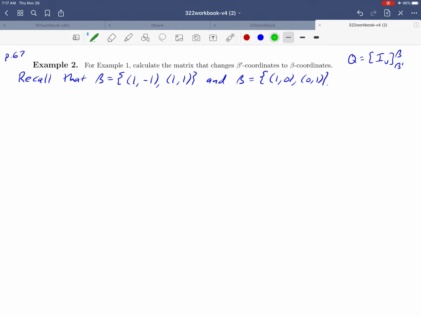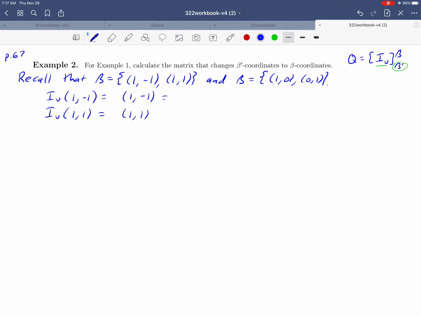We're going to start with the basis beta prime, substitute those vectors one by one into our transformation, which is the identity transformation. So we'd start with I_V of the first beta prime vector, which looks like (1, -1), and then we do the same with the second one. Well, what happens when you substitute a vector into the identity transformation? It stays the same. So I_V of (1, -1) is still (1, -1), and I_V of (1, 1) is still (1, 1).